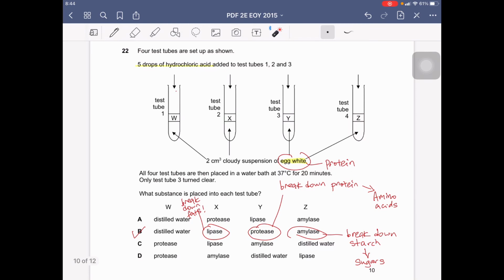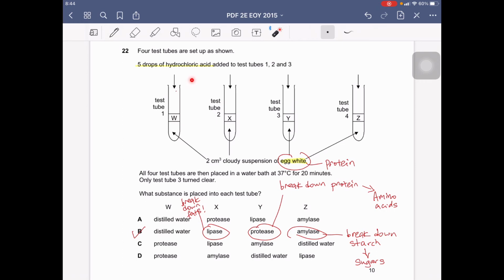Now, question 22, you have these 4 test tubes. They are set up as shown. And you have 5 drops of hydrochloric acid. Now, hydrochloric acid is the acid that is found in the stomach. All right, so this question is to mimic the actions you see in your stomach.